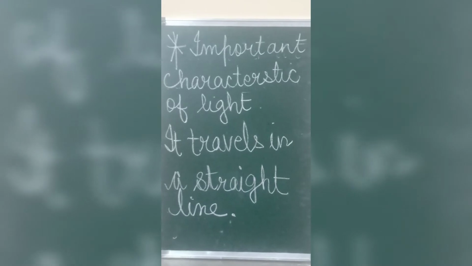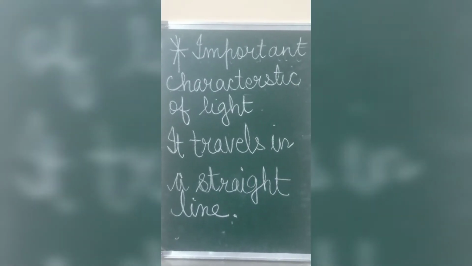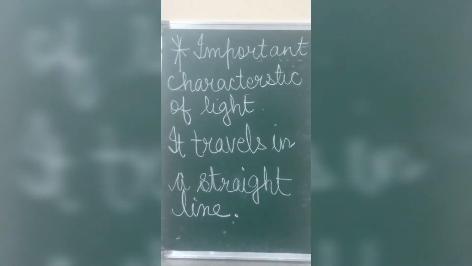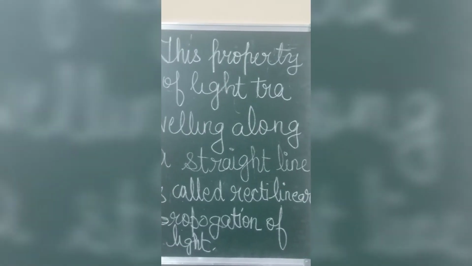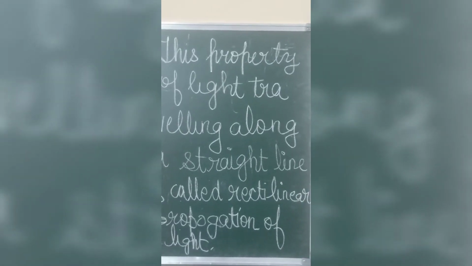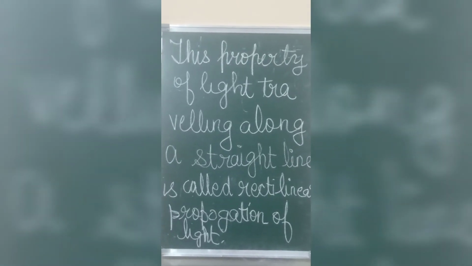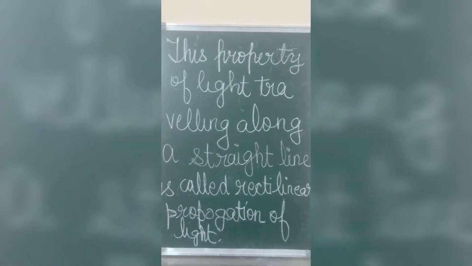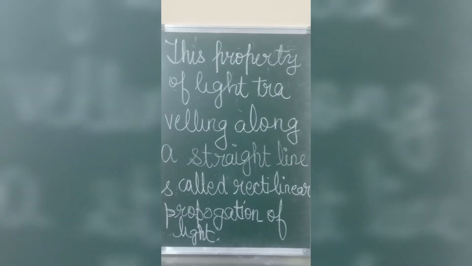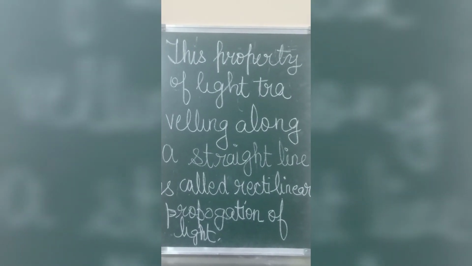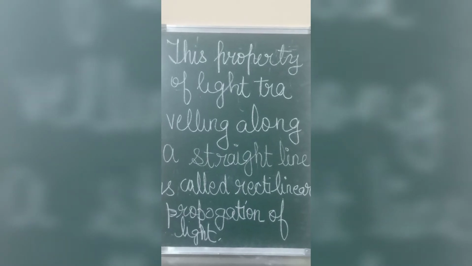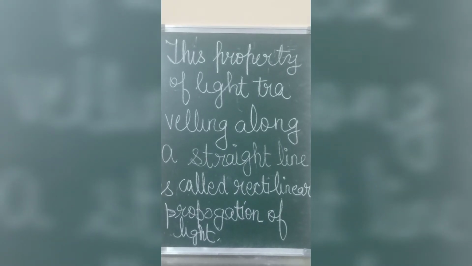And there is one important characteristic of light, that is, it travels in a straight line. This property of light traveling along a straight line is called rectilinear propagation of light. I am going to repeat it because this is a very important definition. The property of light traveling along a straight line is called rectilinear propagation of light.